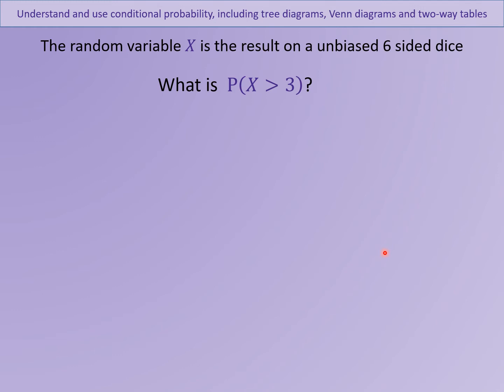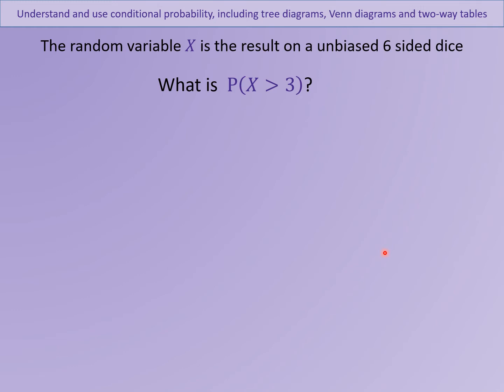So we've got a random variable X. Now, what we mean by a random variable is something that just creates a random number. In this case, what can create a random number? An unbiased six-sided dice. If you've got a dice in front of you and you just kept rolling it, that's what we mean by a random variable. It creates a random number: 1, 2, 3, 4, 5, or 6.